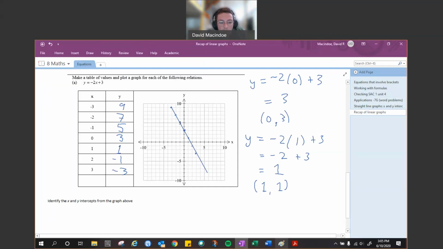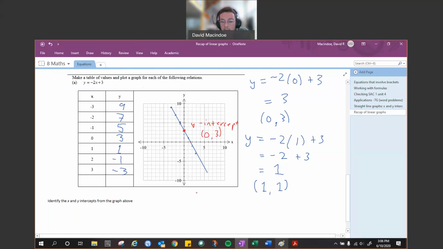The final thing we're asked to do is identify the X and Y intercepts from this graph. Let's just change colors for that. The Y-intercept is where the graph hits the Y-axis. That is this point here, Y-intercept. And that always happens when X is 0. The point there is, well, X is 0 and Y is positive 3. So the coordinate is 0, 3. As for the X-intercept, it looks like it hits in between 2 points. So it might be a decimal value.